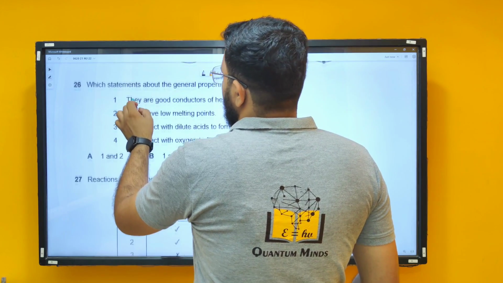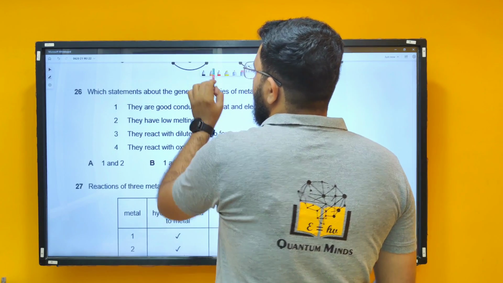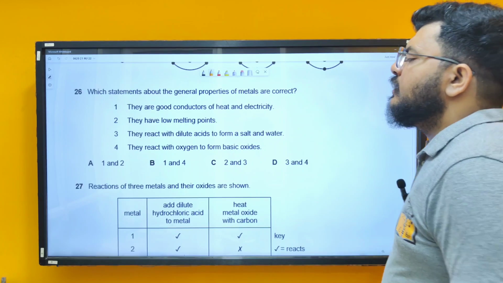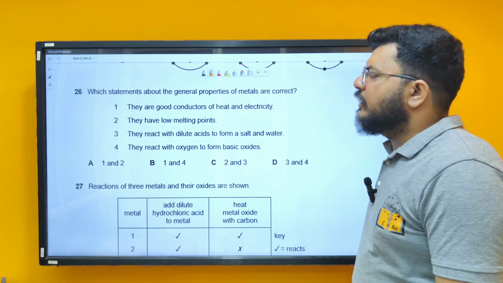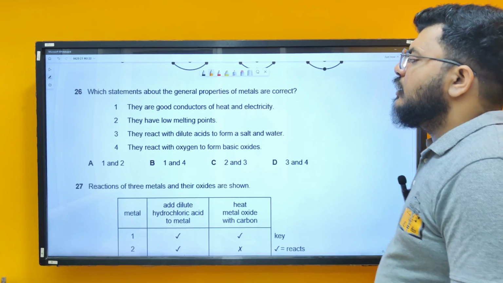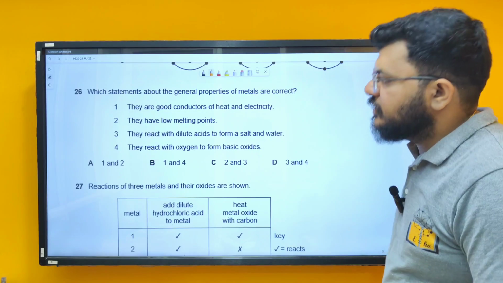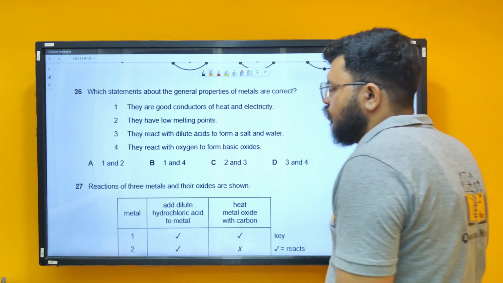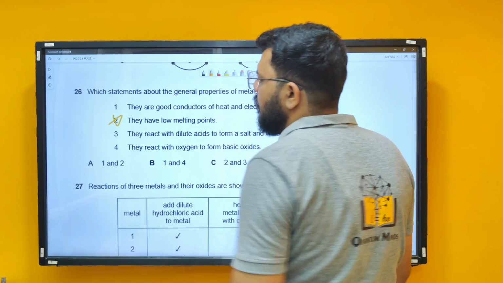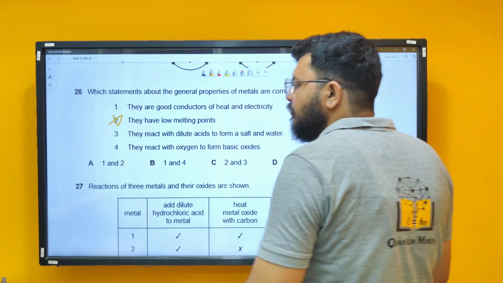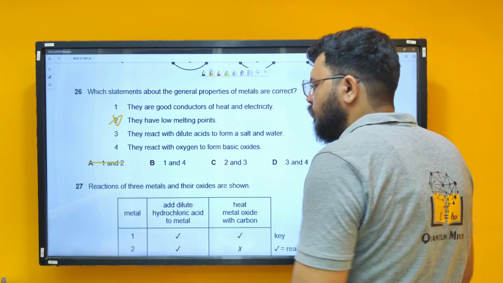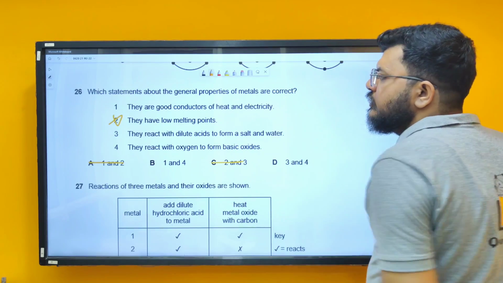Question number 26. Which statements about general properties of metals are correct? They are good conductors of heat and electricity. Yes. They have low melting point. No, metals do not have low melting point. They are solids, right? They have high melting point, which leads to cancellation of option A and option C.